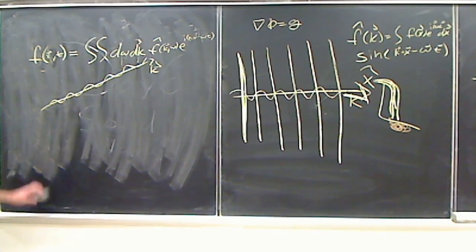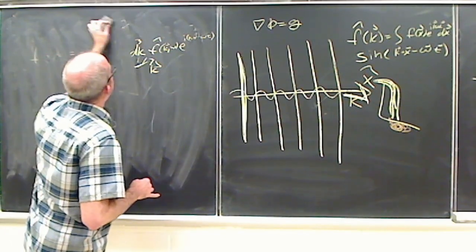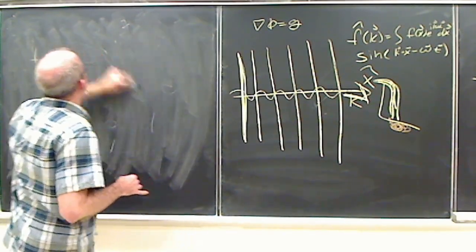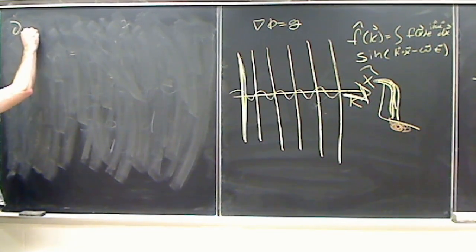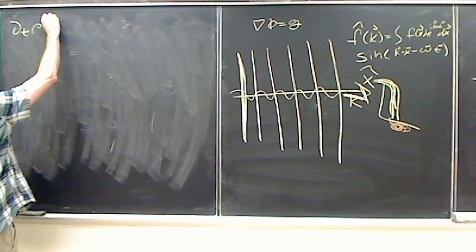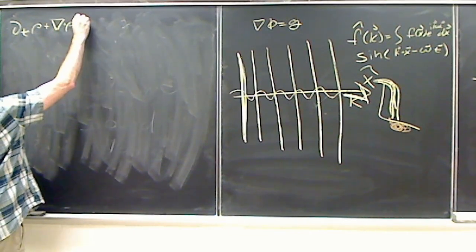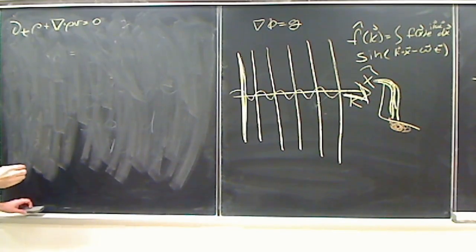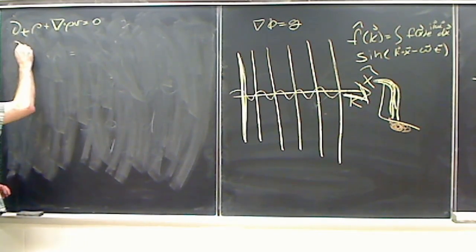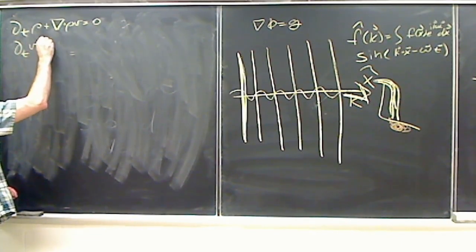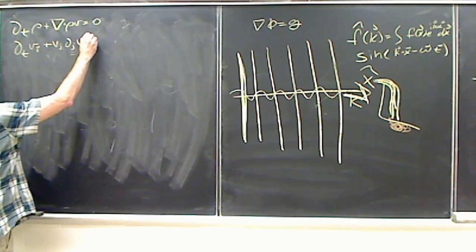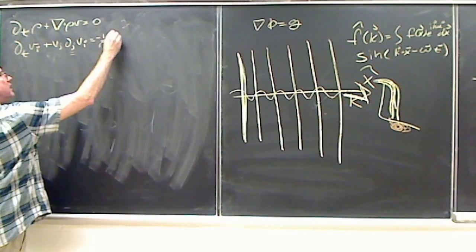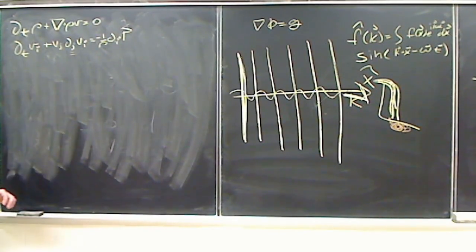So let's do sound waves. Let's do all of these things. We start off with continuity. I'm going to try to write this clearly. ∂t ρ plus div ρv equals 0. And actually, let's write it up: ∂t of v_i plus v_j ∂_j v_i equals minus 1 over ρ ∂_i p. Everybody happy with that?